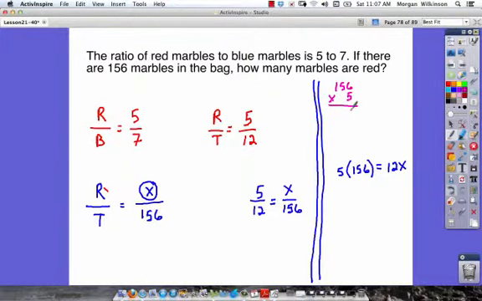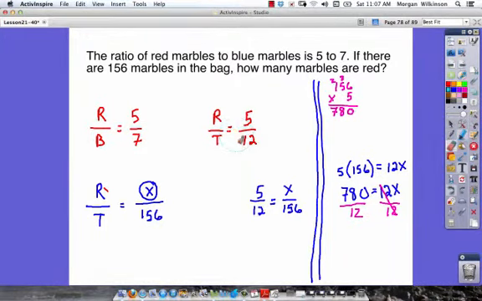5 times 6 is 30. We're going to carry the 3. 5 times 5 is 25, plus 3 more gives us 28. We're going to carry the 2. 5 times 1 is 5, plus 2 more is 7. We get 780. So, 780 must be equal to 12x. We want to figure out what x is, so we're going to undo the multiplication of 12 by dividing by 12. Then we're going to divide 780 by 12, and we can figure out our answer.